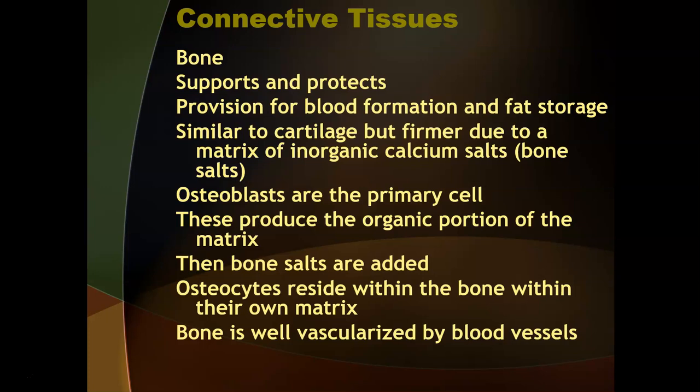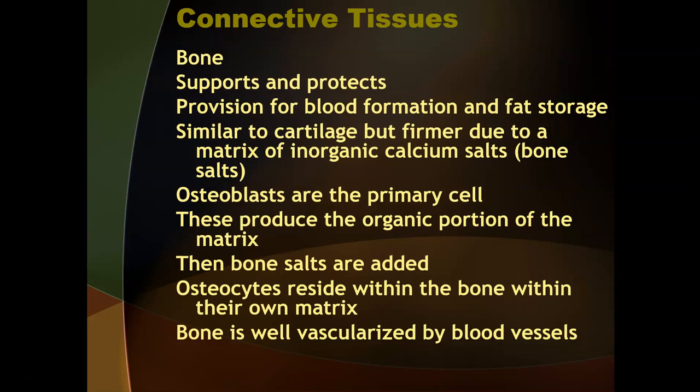Bone is similar to cartilage but firmer because we have inorganic calcium salts or bone salts. So bone actually starts out as being soft. We just saw that cartilage, hyaline cartilage makes the skeleton in the embryo, the fetus. Eventually that hyaline cartilage becomes calcified or becomes impregnated with calcium salts. And this is what makes it hard.